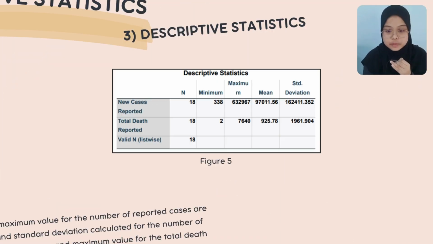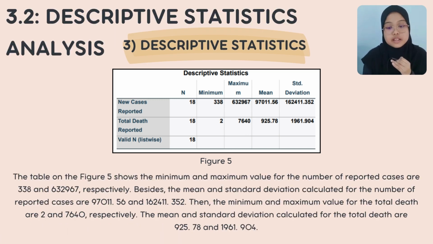Last thing for this descriptive statistics analysis part, we will take a look at the descriptive statistics. The table on figure 5 shows the minimum and maximum value for the number of reported cases are 338 and 632,967 respectively. Besides, the mean and standard deviation calculated for the number of reported cases are 997,011.56 and 162,411.352. Then, the minimum and maximum value for the total death are 2 and 7,640 respectively.